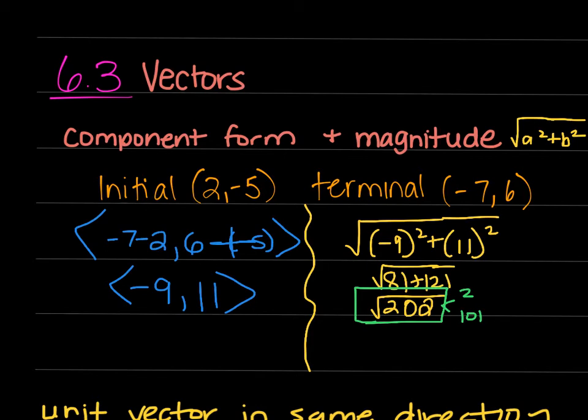Remember, if there was a name for this vector, so if this was vector V, let's just say, then I would say V equals that, and that's the component form. And I would say the magnitude of V equals the square root of 202.